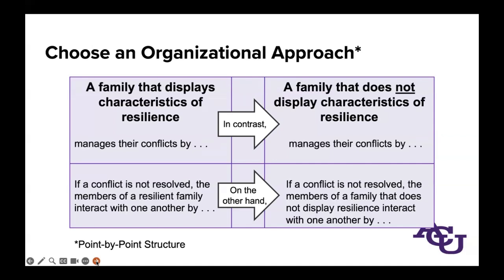And then for the second half of the paper, you could drop down to the next row. If the conflict is not resolved, this is what the resilient family does. On the other hand, if the conflict is not resolved, this is what the members of the family that does not display resilience do.